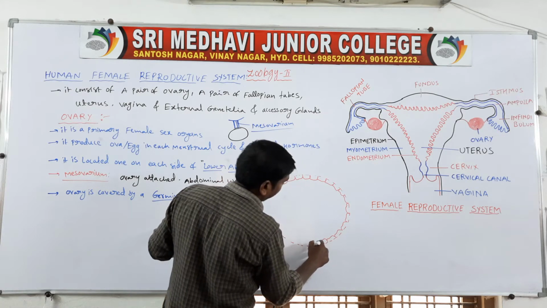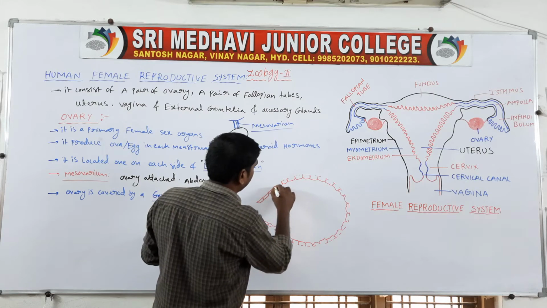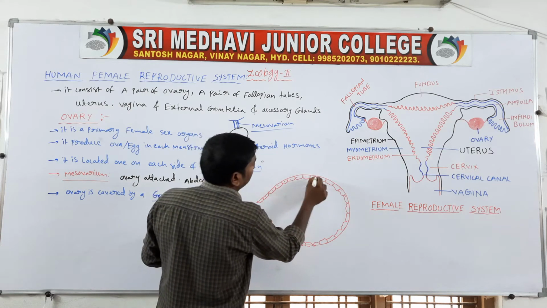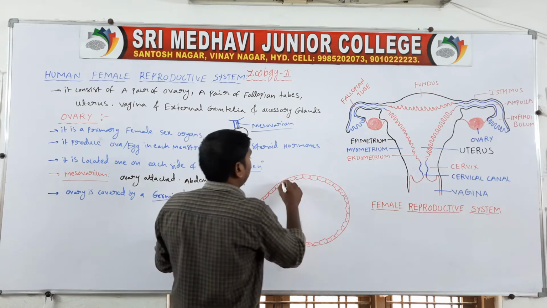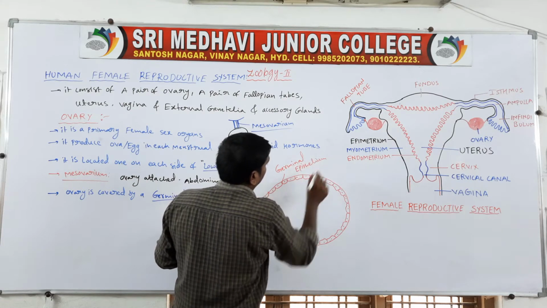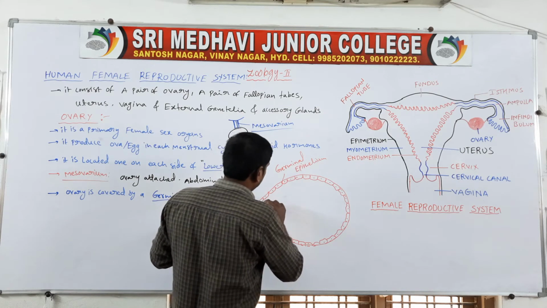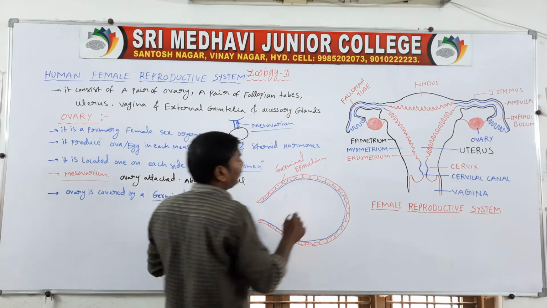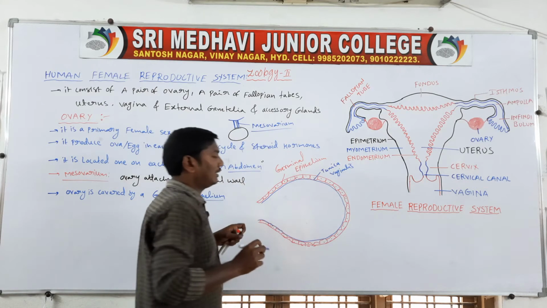The germinal epithelial membrane. Next one, below the germinal epithelium they contain a membrane called the tunica albuginea.